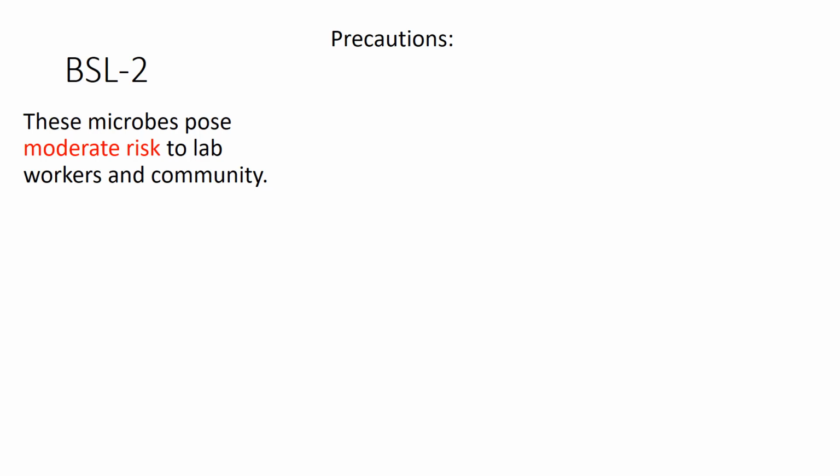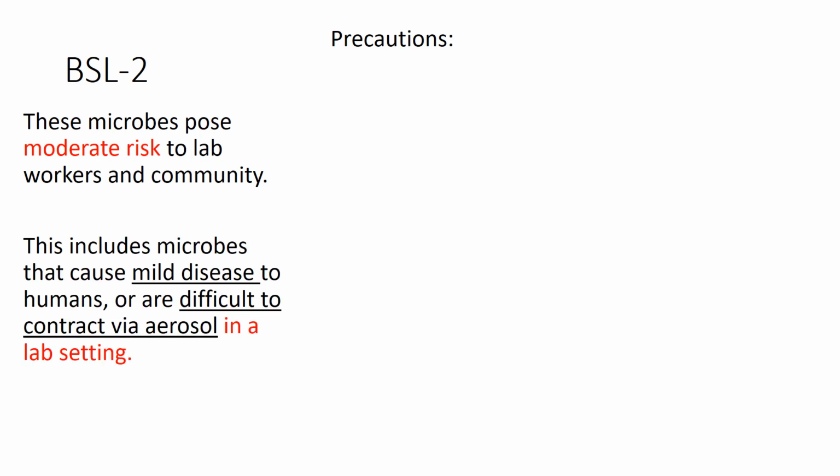So in this case, we would be in the lab. These microbes would include those that cause a very mild disease, or those that are very difficult to contract through aerosols. So generally you would not get them by breathing. You may get them by an accidental injection or cut in your hands. That's why it's always good to wear a Band-Aid and a glove on top of those Band-Aids. So although they do pose a moderate risk, under the conditions of using them, that risk is actually limited or very minimal. So what precautions do you need?